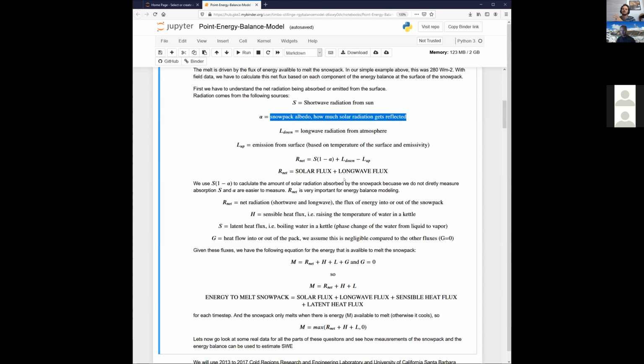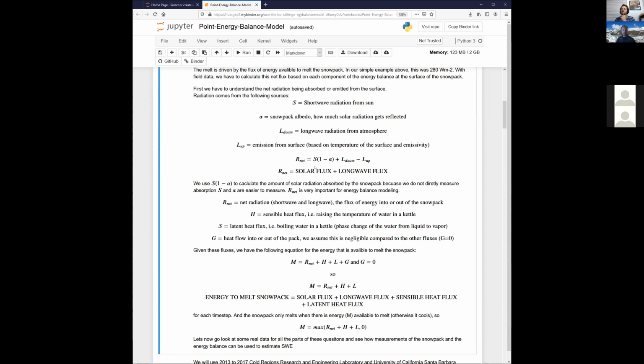And so to understand the radiative flux that's going into or out of the snowpack, which we refer to as R net, that is basically the fraction of the solar radiation that is absorbed, plus the amount of long wave radiation that's going into the snowpack from the atmosphere, minus the amount of long wave radiation that is coming out of the snowpack. And it's the combination of the solar flux and this long wave flux. You'll notice here, one important thing is that we have the long wave fluxes in our equation directly measured, but we use the S times 1 minus albedo as our solar flux.